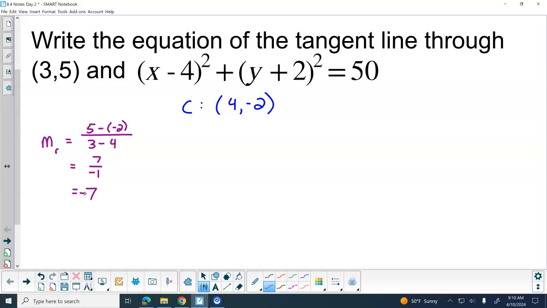What can you tell me about the tangent line and the radius? We got a circle, we got a tangent line, we got a radius. What can you tell me about the radius and the tangent line? They're perpendicular. So what is the perpendicular slope to negative 7? Positive 1/7.